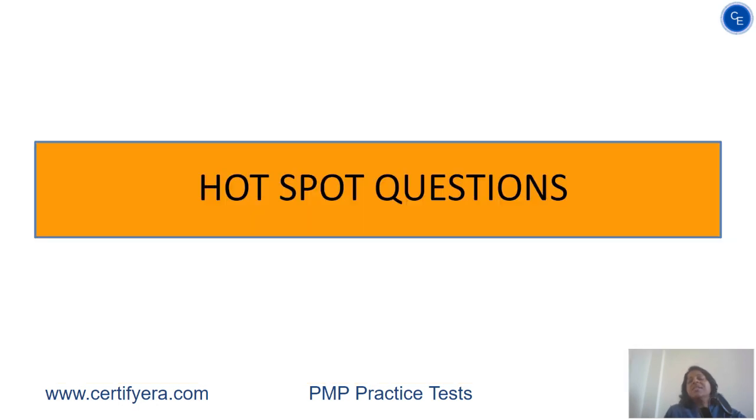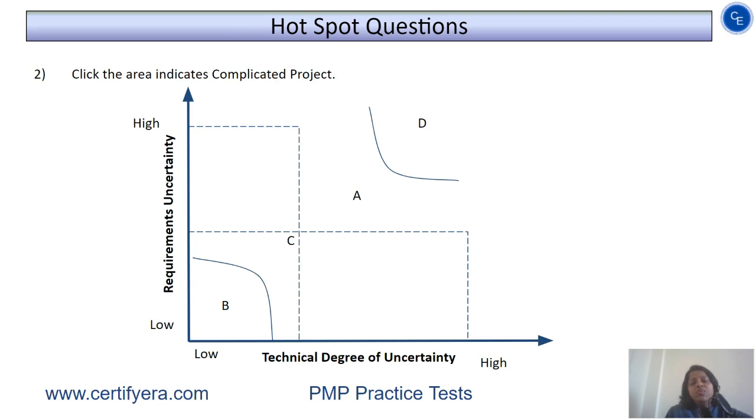Now let us look at some hotspot questions. In hotspot questions, there might be some graph given in the question, and you need to identify some region that is asked in the question. For example, question number 2: click the area that indicates a complicated project. Here there is a graph given, and we need to identify the area which represents the complicated project region. There are 4 regions present in this graph, that is A, B, C and D.